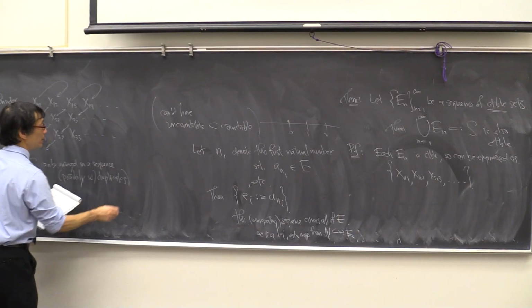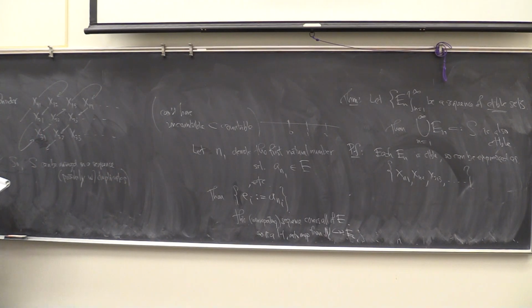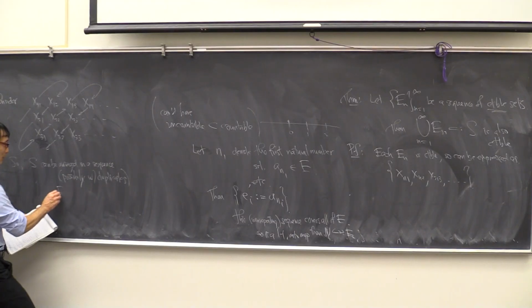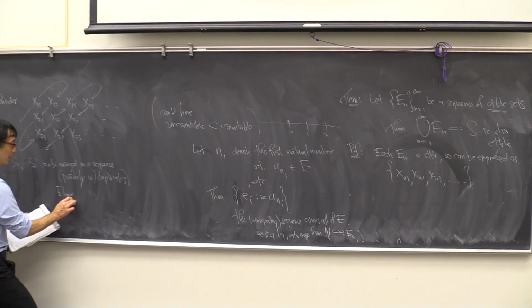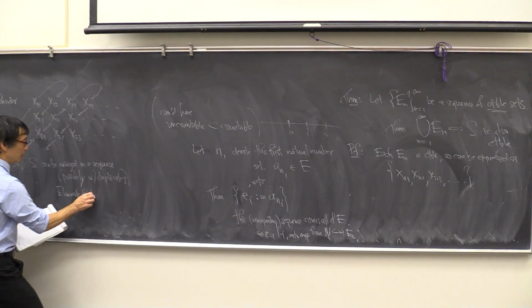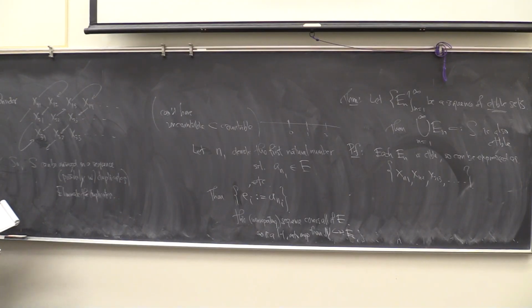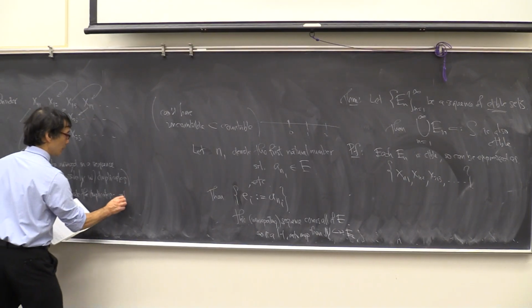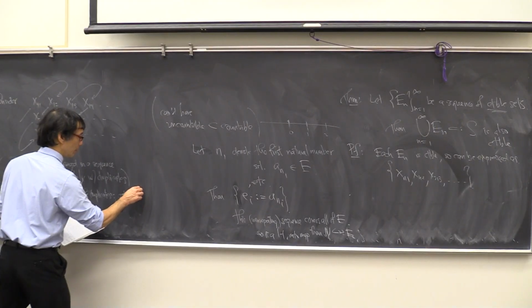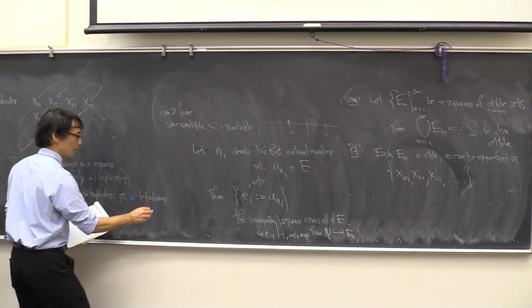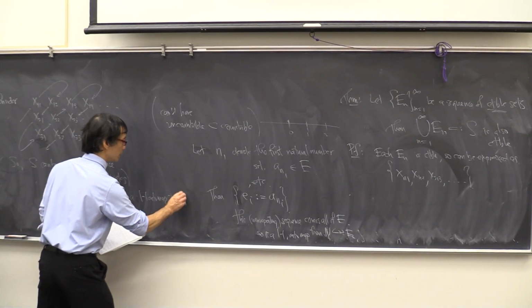Right, because some of these terms might be the same. Just toss out the duplicates. Right, so eliminate the duplicates, and you get a map, a one-to-one onto map to the natural numbers.